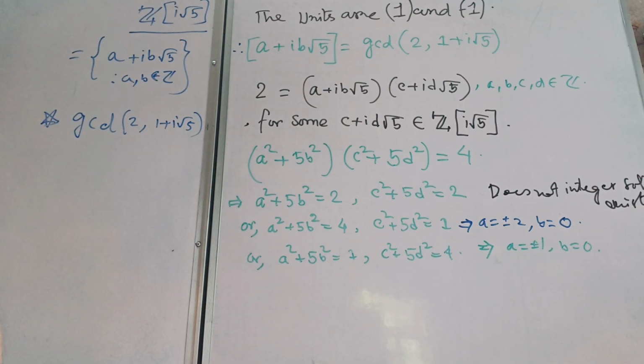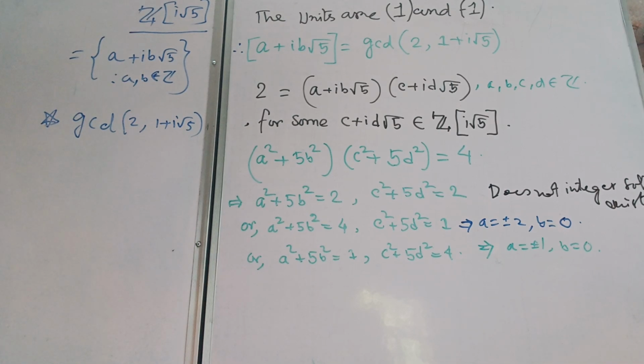So here 2 equals a plus i b root 5 multiplied by c plus i d root 5, where a, b, c, d belong to Z. Then taking the norm, a square plus 5b square times c square plus 5d square equals 4. Then if this one equals 2 and this one equals 2, c and d do not exist as integer solutions. That means this is not possible.